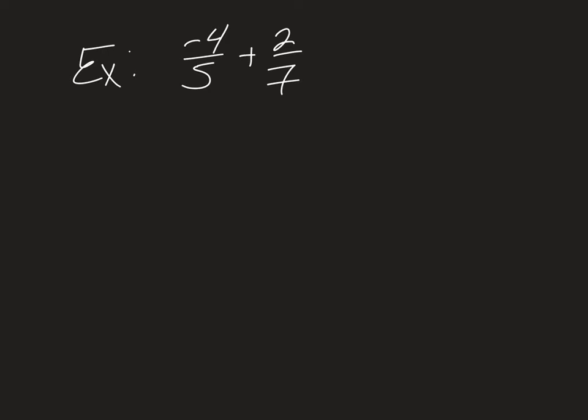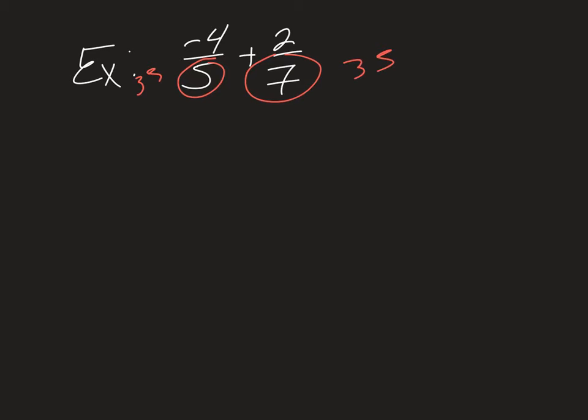I don't really know what to do with fifths and sevenths. They're not really in a form where I can compare them in like ways. So we're going to alter them using a common denominator. We're going to look at the 5 and the 7 and think to ourselves, okay, what multiple do they share? And I'm thinking 35.